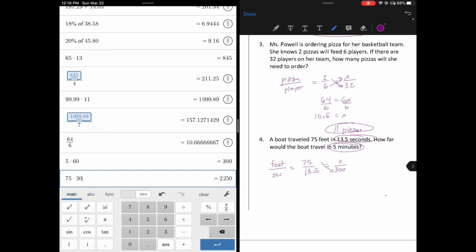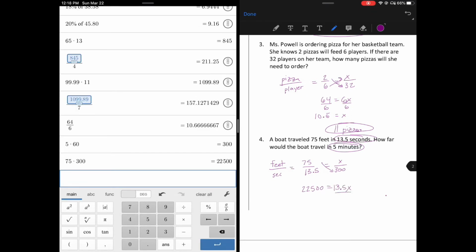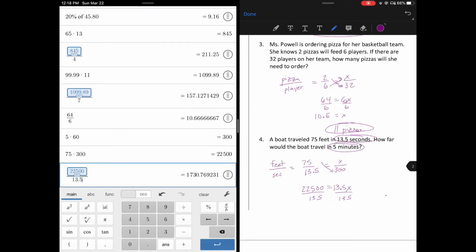75 times 300 is 22,500, and 13.5 times x is 13.5x. So then we'll divide both sides by 13.5, and that'll tell us that it'll go 1,666 feet, or we'll round up, 1,667 feet in 5 minutes.